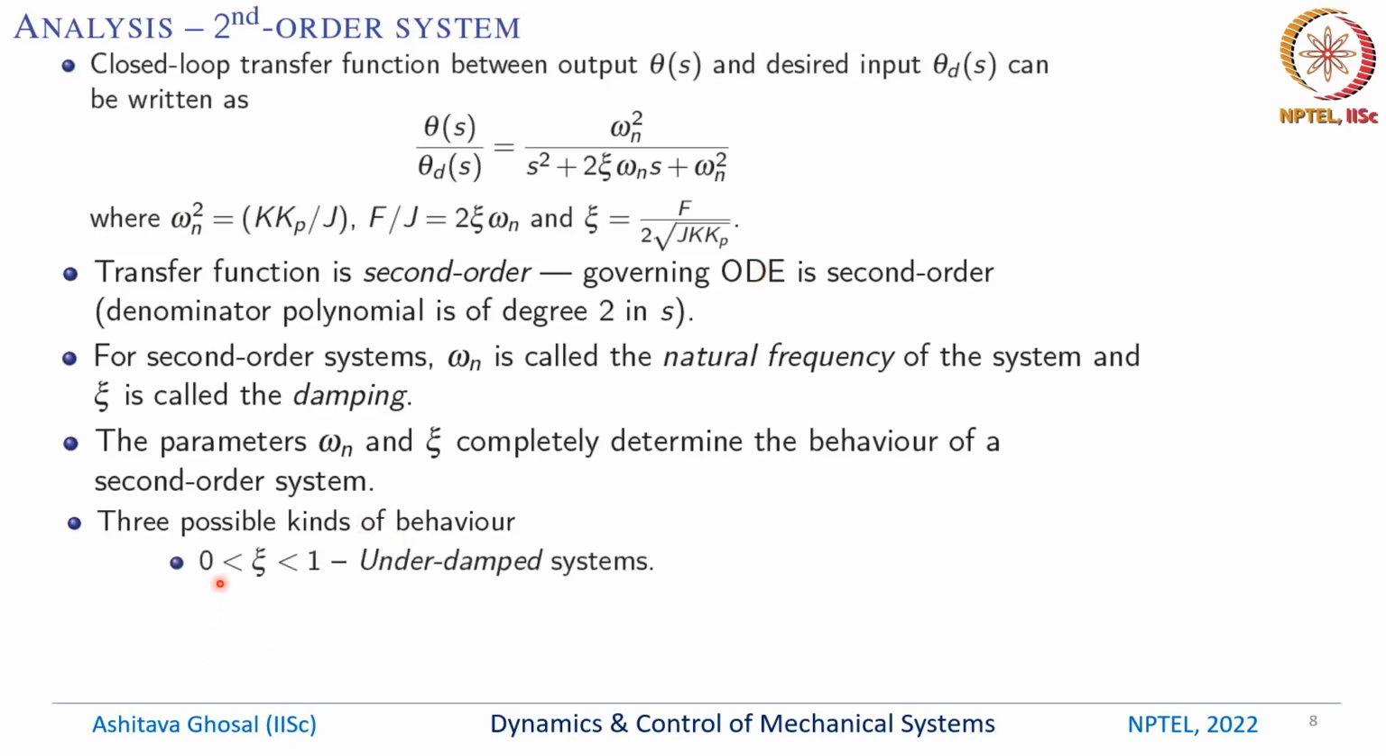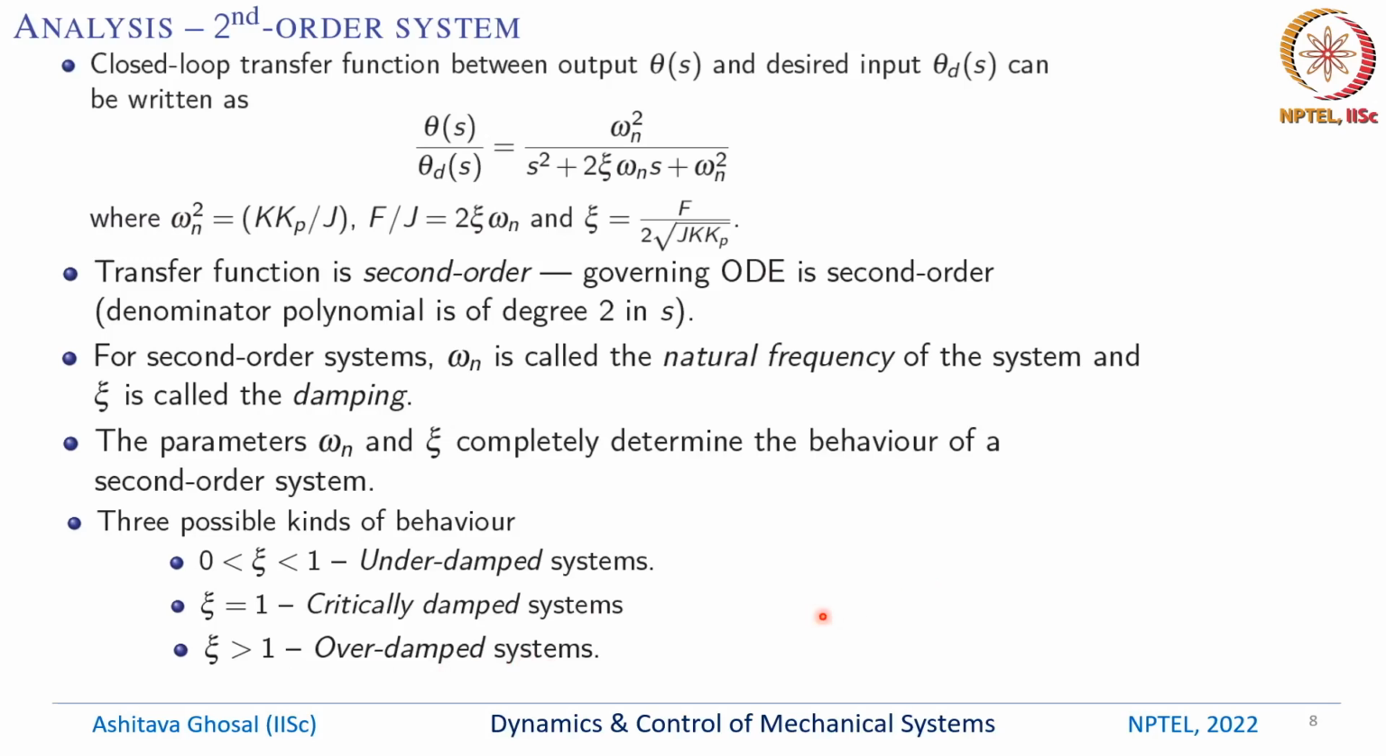So there are three possible kinds of behaviors or three possible natures of a second order system. One is when psi lies between 0 and 1. This is called an underdamped system. When psi is equal to 1, this is called a critically damped system. So when the damping parameter is between 0 and 1, this is underdamped. When the damping parameter is 1, it is critically damped, and when the damping parameter psi is greater than 1, it is called an overdamped system.